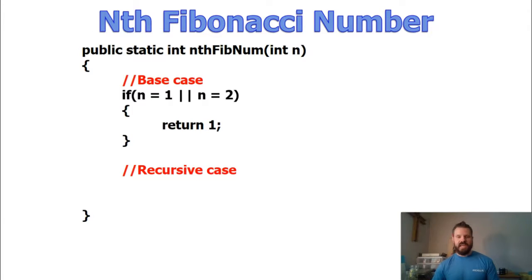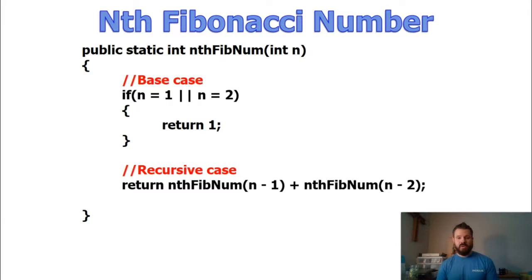The recursive case then: the next number is the sum of the previous two. So all I'm going to do is say return the nth Fibonacci number of the next one down, n minus 1, plus the nth Fibonacci number of the one before that, n minus 2. That's it. That's all there is to the solution. I've heard it described as a recursive leap of faith, where you just have to trust that the computer is going to make the right things happen. Basically, it tells me what 1 and 2 are, and then it tells me the nth one will just be the sum of the two before that.